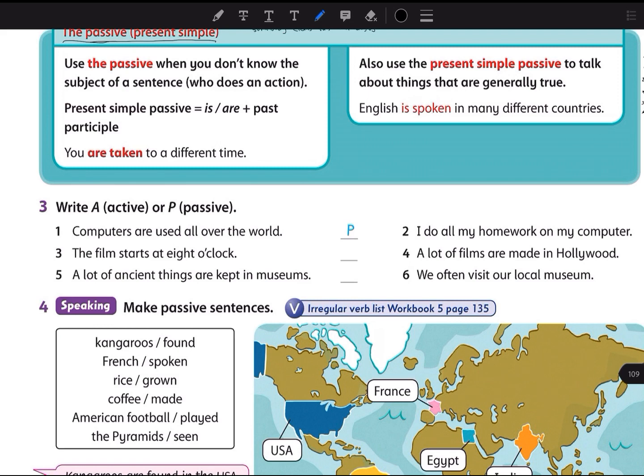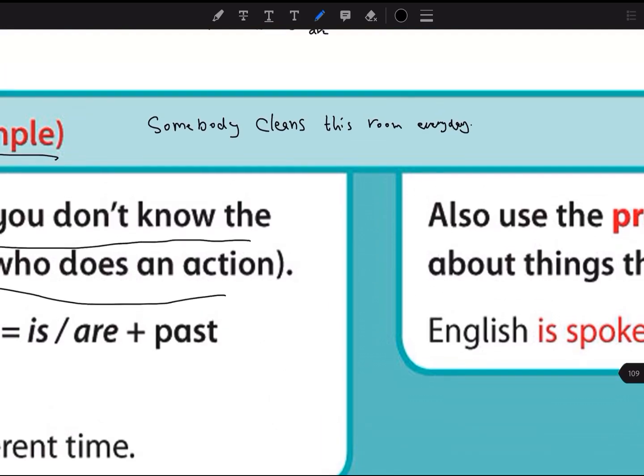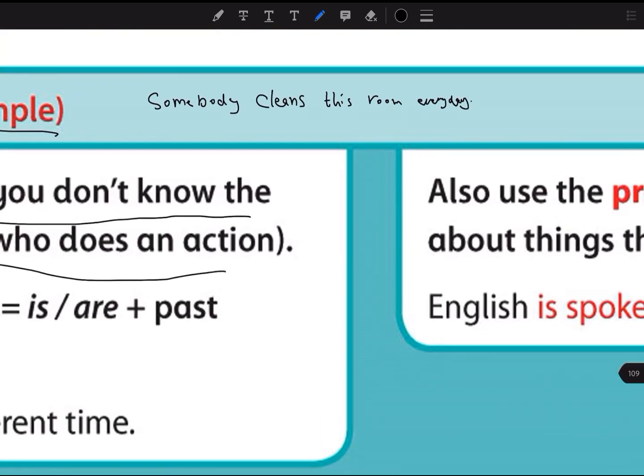It's called passive voice. Passive voice is when you don't know the subject of a sentence, who does an action, the doer of that action, we don't know who it is. For example, look at this sentence: somebody cleans this room every day. Here, if you look at the sentence, you know that there is the subject of the sentence, which is somebody. We know that there is someone, somebody.